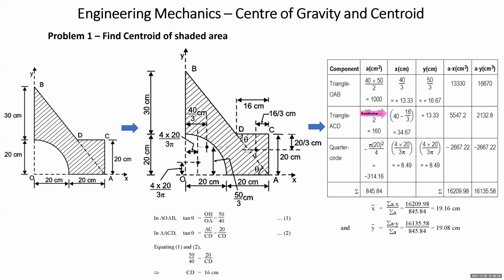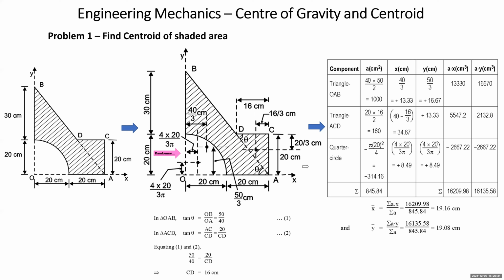Now the y coordinate of this point. Again, the point is above the x-axis, so the y coordinate is positive. This total distance is 20. This is 20 by 3. So this distance is going to be 20 minus 20 by 3. So the y coordinate is 20 minus 20 by 3, which I have directly written as 13.333. All right. Now we come to the quarter circle.